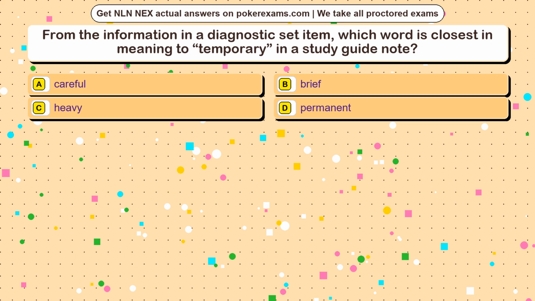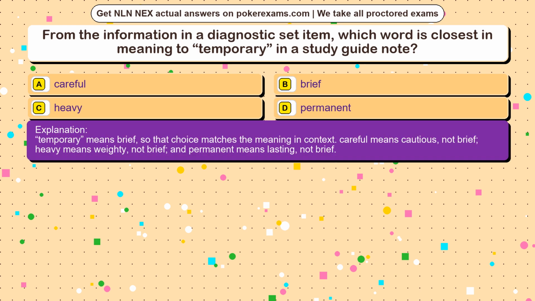The correct answer is option. Temporary means brief, so that choice matches the meaning in context. Careful means cautious, not brief. Heavy means weighty, not brief. And permanent means lasting, not brief.